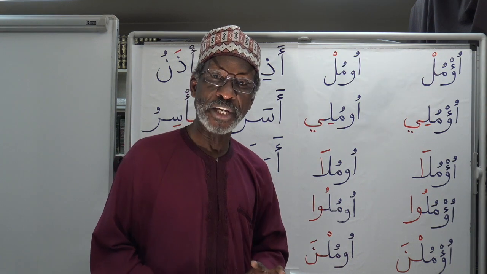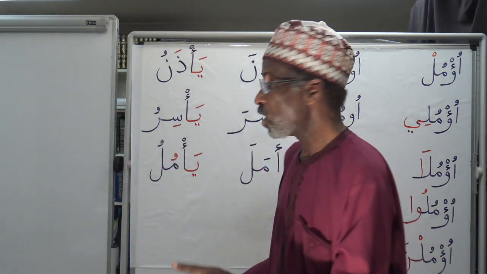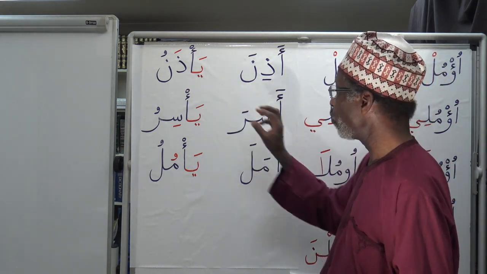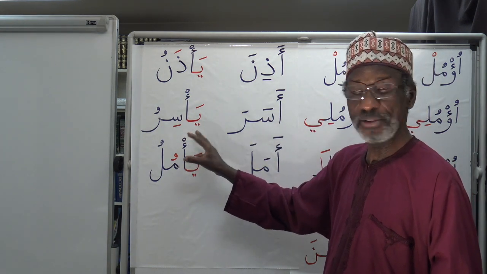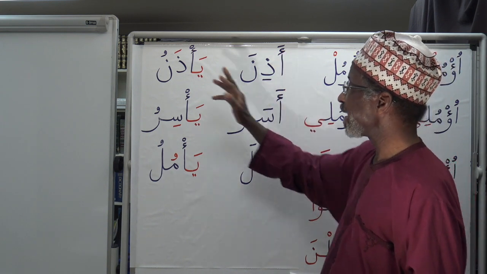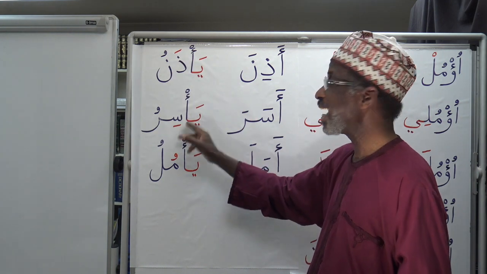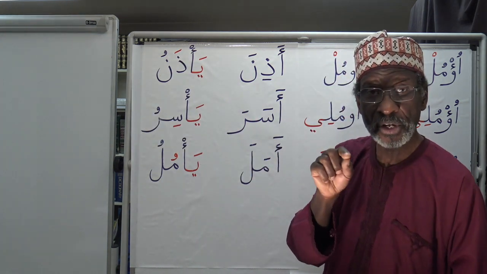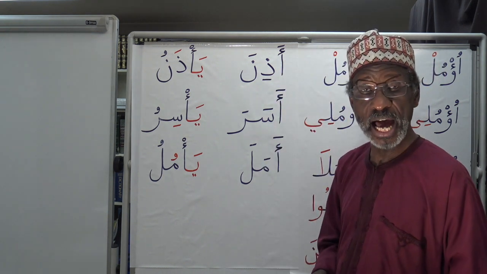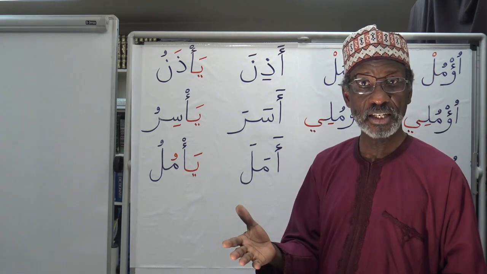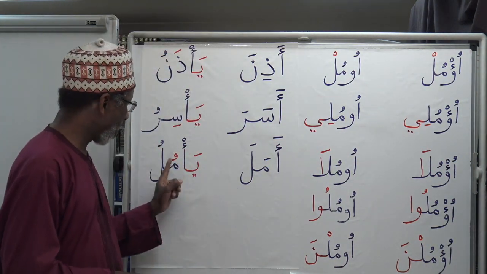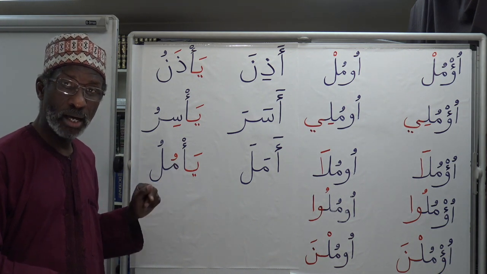Now let's deal with the imperative of the verb amala ya'mulu. We have explained adhina ya'dhanu, asara ya'siru, and we said that if the second root letter of a verb starting with Hamza is carrying fatha or kasra in the present tense, in the imperative you may convert the Hamza into ya. Hence we say theni, siri, and so on. Now let's look at amala ya'mulu. When the second root letter is carrying dhamma, what will happen?